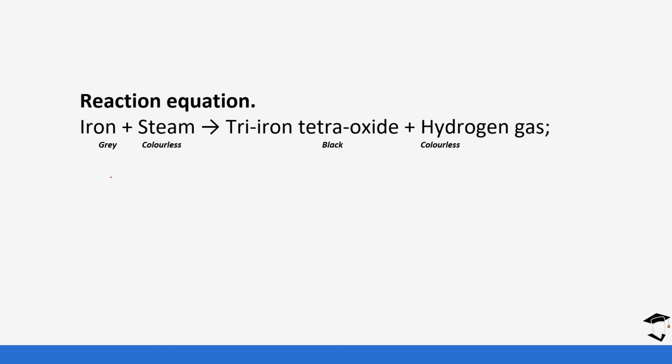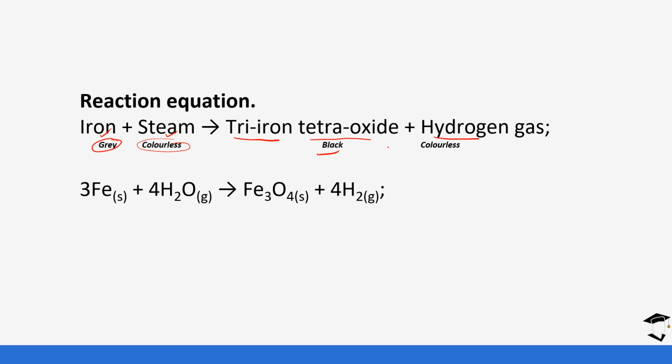So iron, which is gray in color, reacts with the steam, which is colorless, and then it forms a black solid, which we have called triiron tetraoxide, and also hydrogen gas is given off. That is the reason why it burns with a pop sound. It confirms for us that it's hydrogen gas that is being given off. So this is the chemical equation.